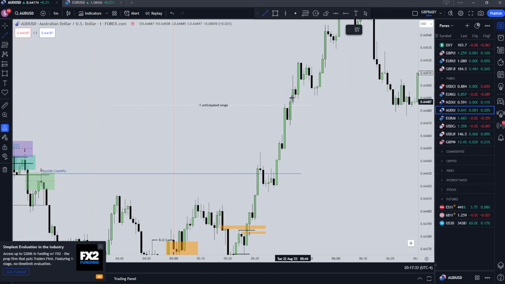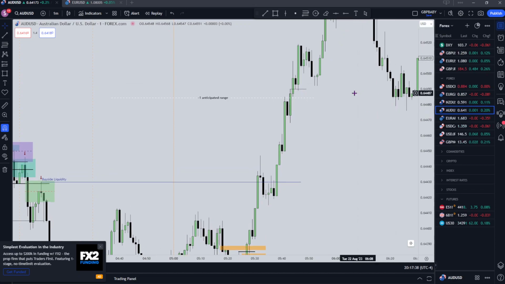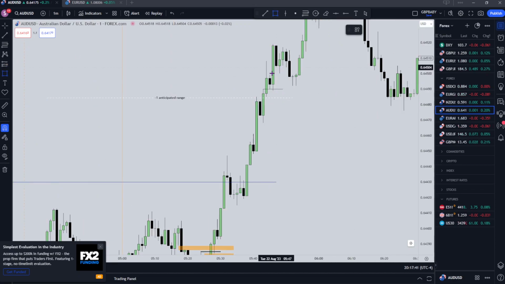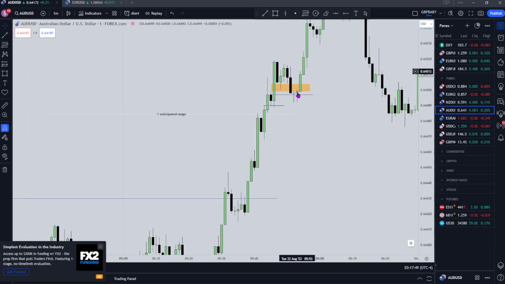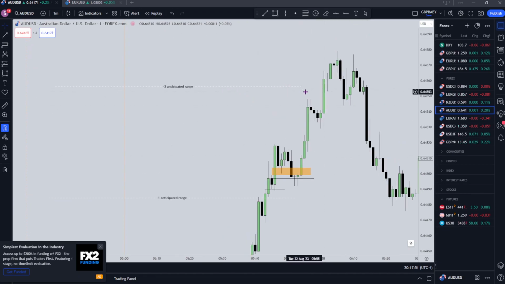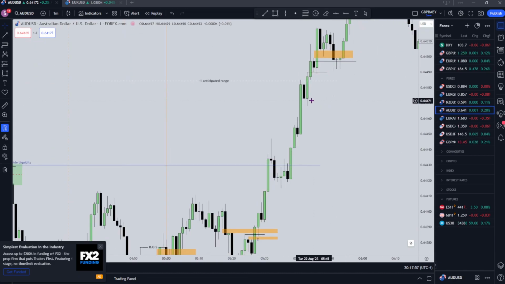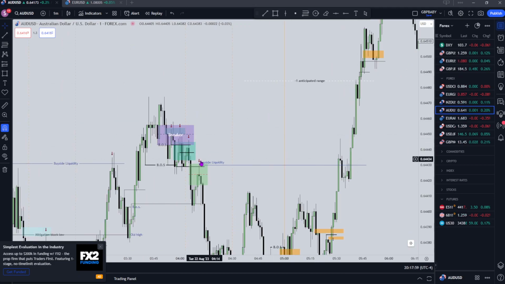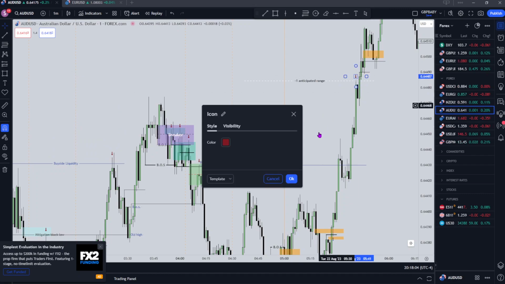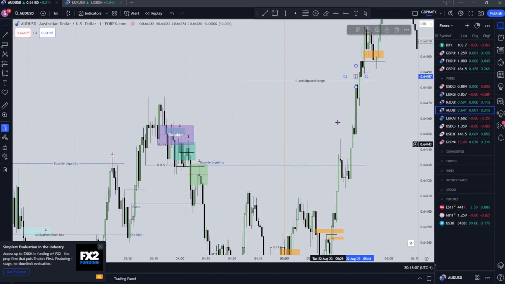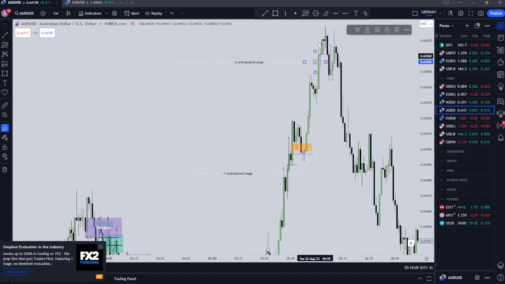We've got immediate rebalance here. This fair value gap gets traded to, and the order block gets respected. That would signify to me a continuation up to the minus two level. So let's let off half my position here. And then my full position will let off at the minus two.